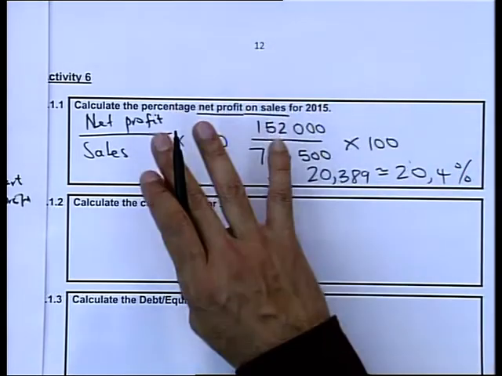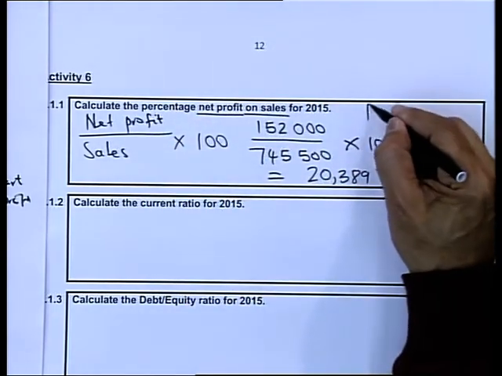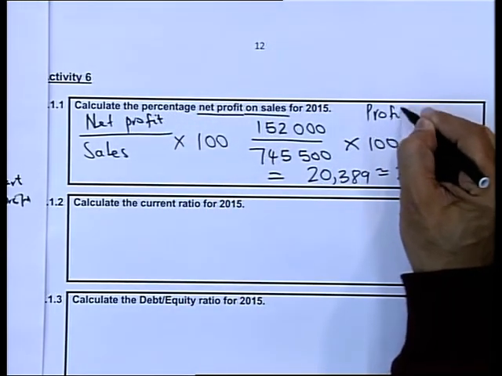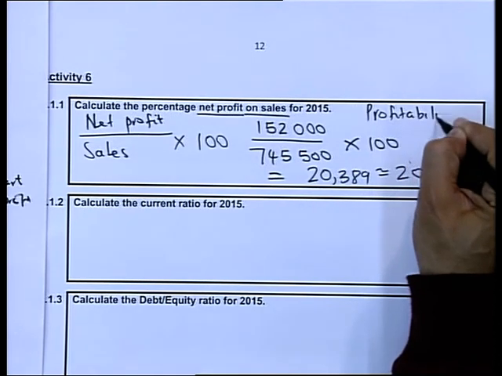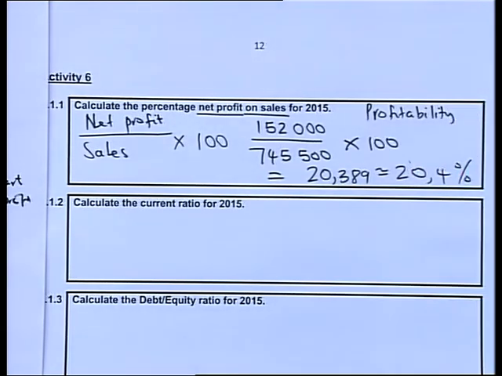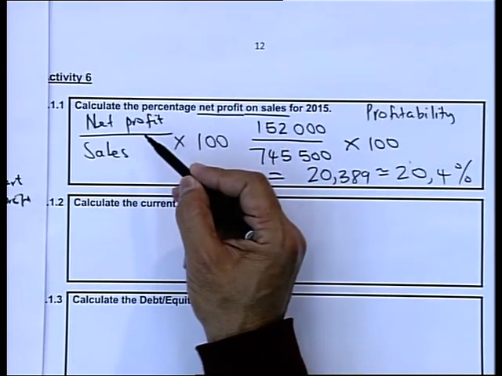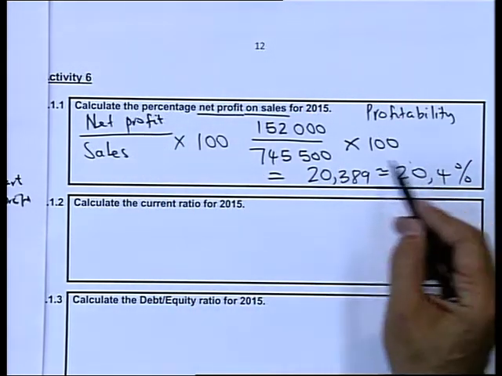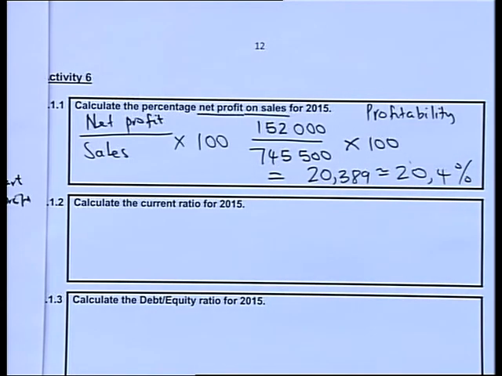Okay. That ratio has got to do with the profitability of the business. Clearly, we want this ratio to be as high as possible, because we want to increase our net profit. Okay.